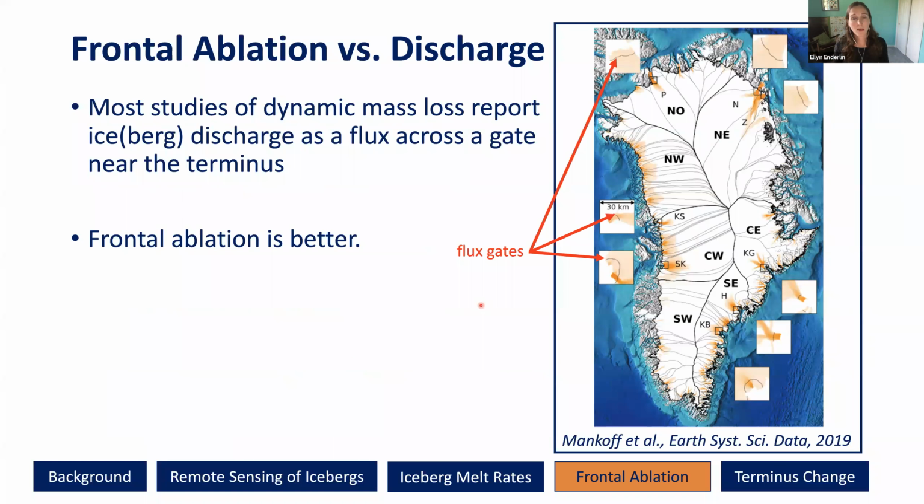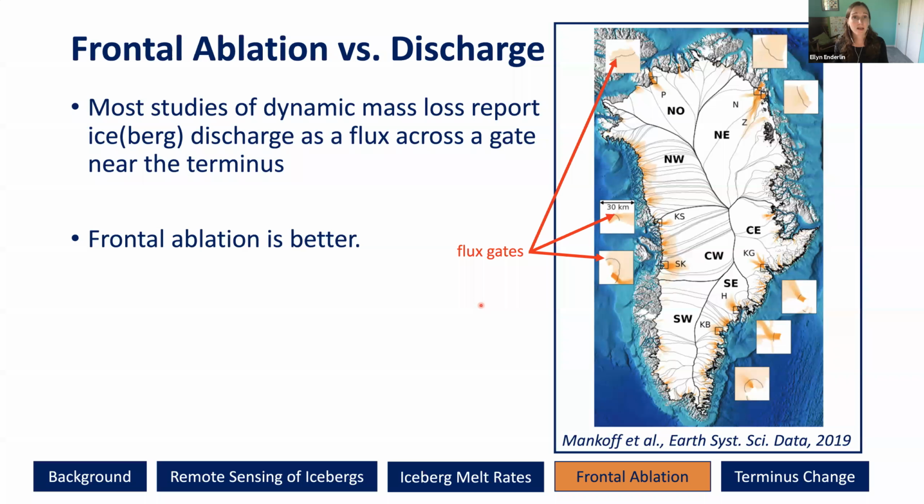And so I've been talking a lot about frontal ablation, and this is something that my group is now looking into a bit more. And I really want to emphasize, why would we even look at frontal ablation versus discharge? Pretty much everyone reports discharge when we're talking about mass loss from glaciers. And discharge is really the flux across a gate that's near the terminus.